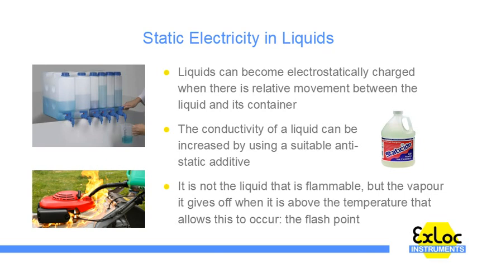It should be noted that it is not the liquid itself that is flammable, but the vapour it gives off when it is above the temperature that allows this to occur, known as the flash point of the liquid. A low flash point liquid, such as petrol, will give off vapour at normal plant operating temperatures and is therefore more susceptible to ignition from a static spark than a higher flash point liquid, such as diesel. In an area where multiple products are being processed, or where a container is being used for a different product to previously, known as switch loading, a flammable atmosphere may be present, even if the particular product being handled at the time has a very high flash point.